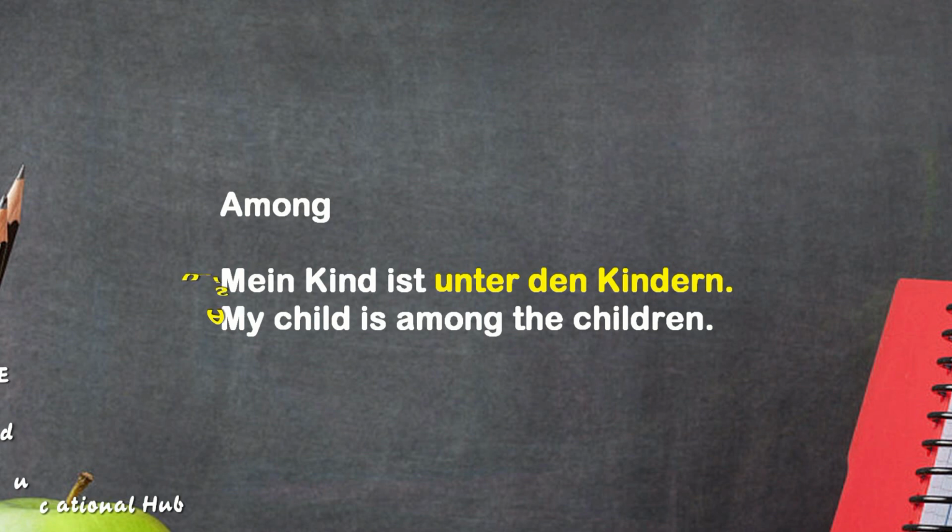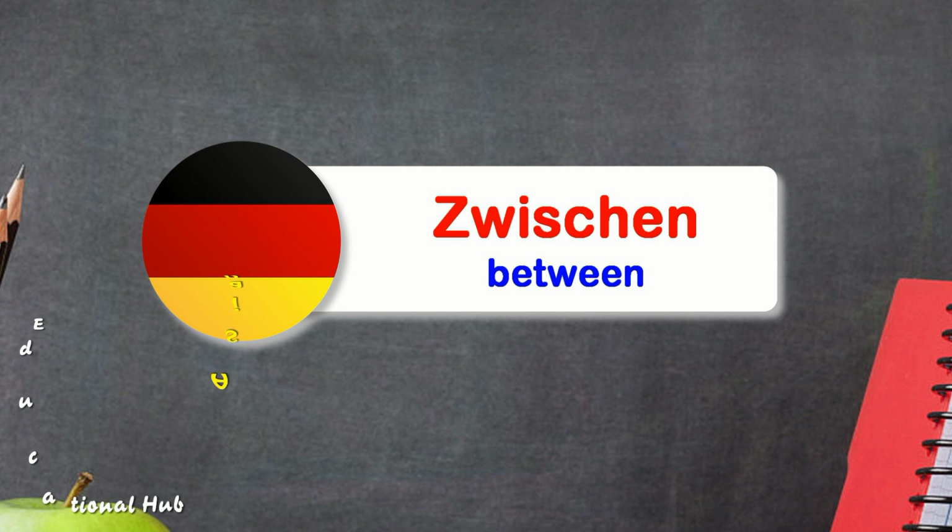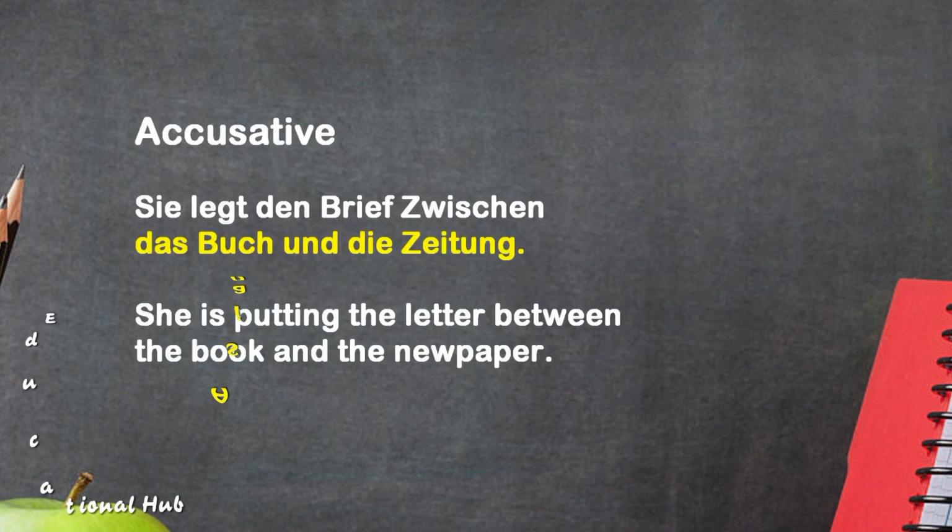Another meaning of this is among. Mein Kind ist unter den Kindern. My child is among the children. Next one is here zwischen. Zwischen means between. In accusative, sie legt den Brief zwischen das Buch und die Zeitung. She is putting the letter between the book and the newspaper.